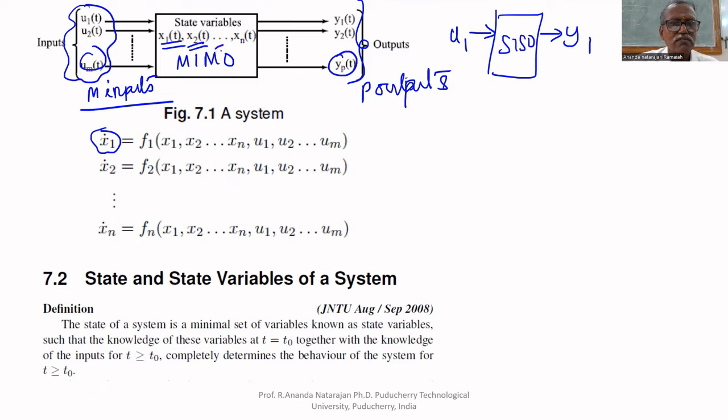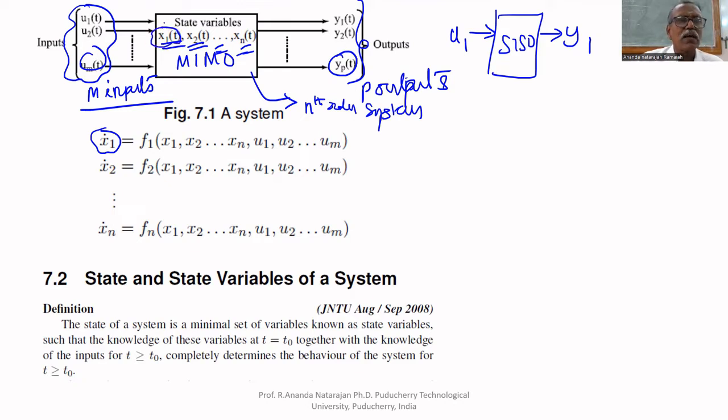X1, X2, X3, up to Xn, because it is an nth order system. Therefore, n state variables will be there. If it is a fifth order system, 5 state variables will be there. So the number of state variables equals the order of the system. Each of them, x1 and so on, is a state variable.